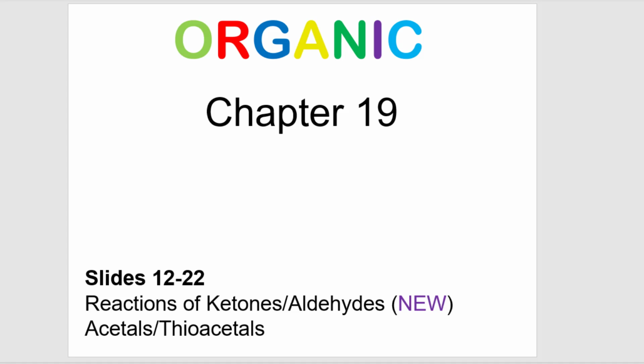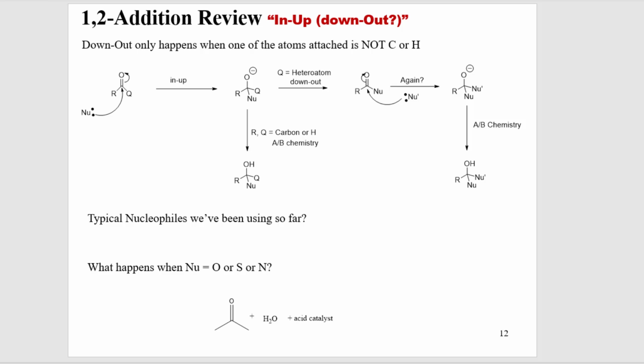Let's now focus on some reactions of ketones and aldehydes that are new to us, namely acetals and thioacetals. The difference between what I just covered with you in review was that although R and Q are carbon or hydrogen, that's what makes them the ketone or the aldehyde, I showed you last time that the nucleophile was also a carbon or a hydrogen. What we're going to do right now is make the nucleophile something else, not carbon or hydrogen. What about oxygen or sulfur? What effect will that have?